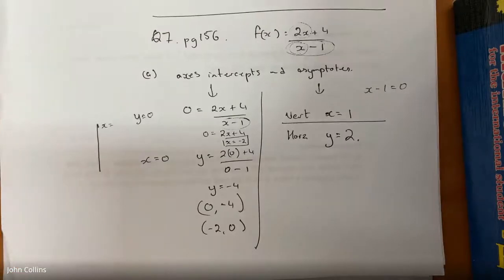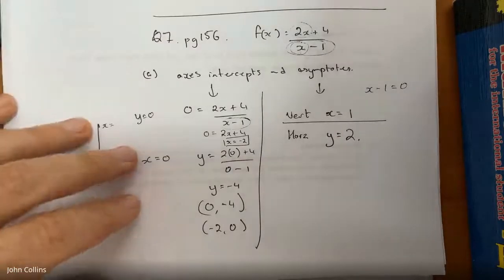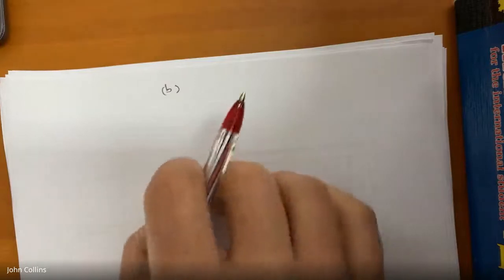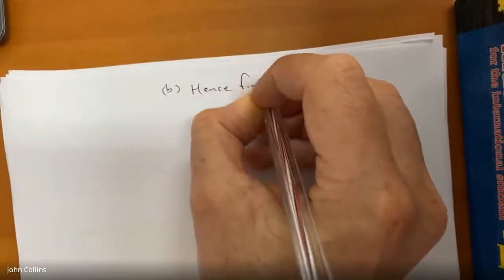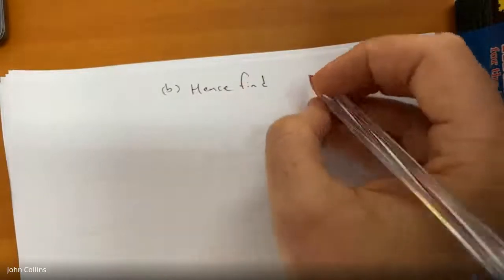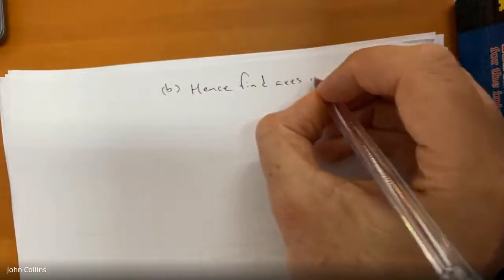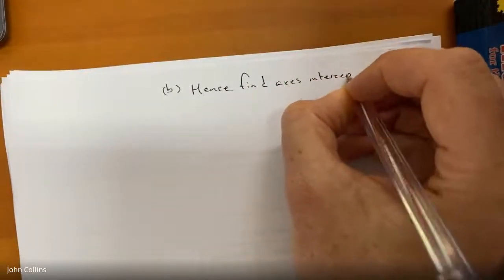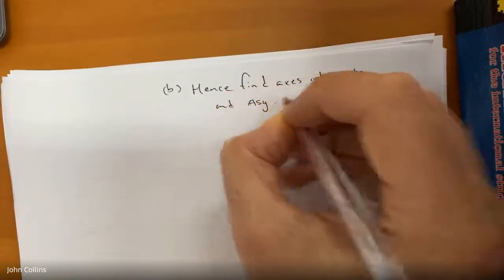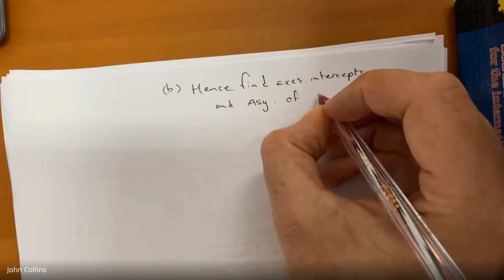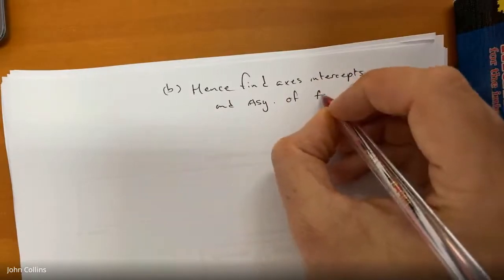Okay, so that's the axis intercepts and the asymptotes. That's just part A. That's not even the new stuff. Part B then asks: hence find the axis intercepts and asymptotes of the function when it's all squared out.